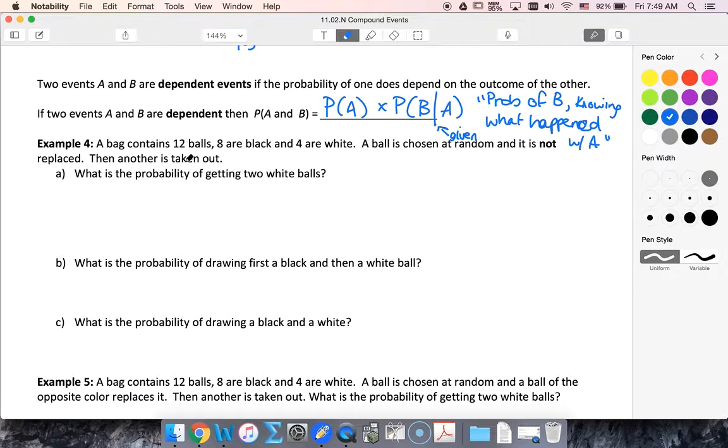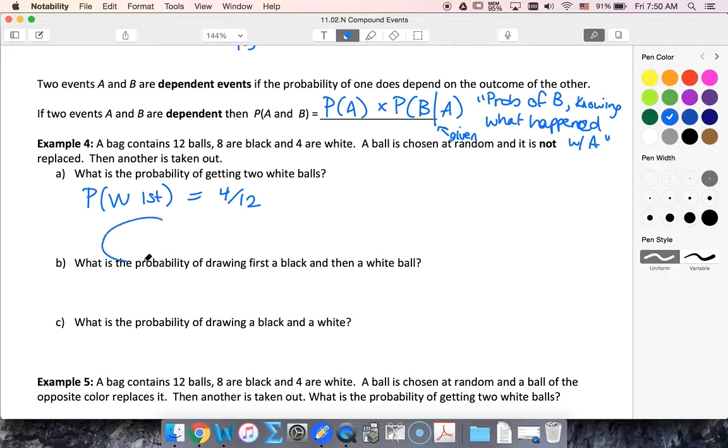So now if we have 12 balls, 8 black, 4 white, one is chosen and not replaced, then another one is taken out. Well, if we start and have 4 white, the probability of getting a white at first is going to be 4 out of 12. But now we're taking that white away.